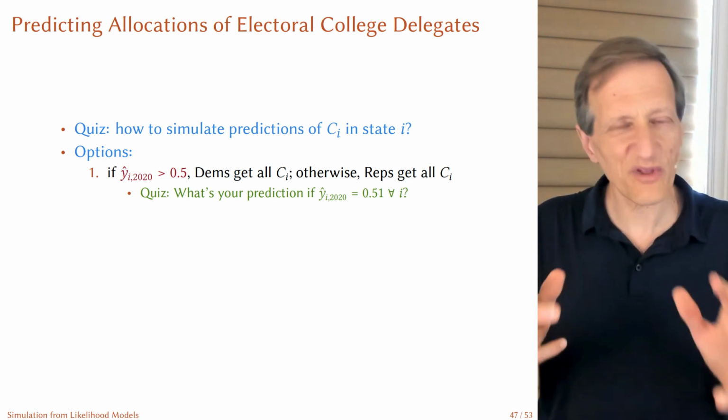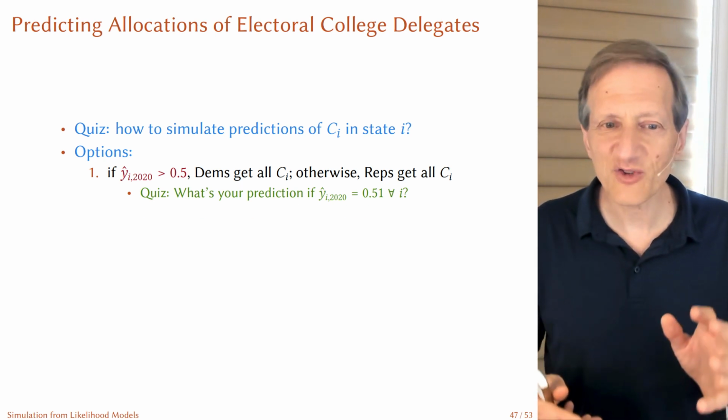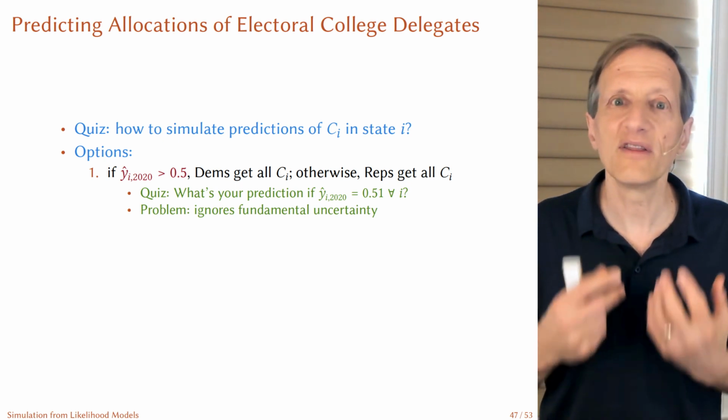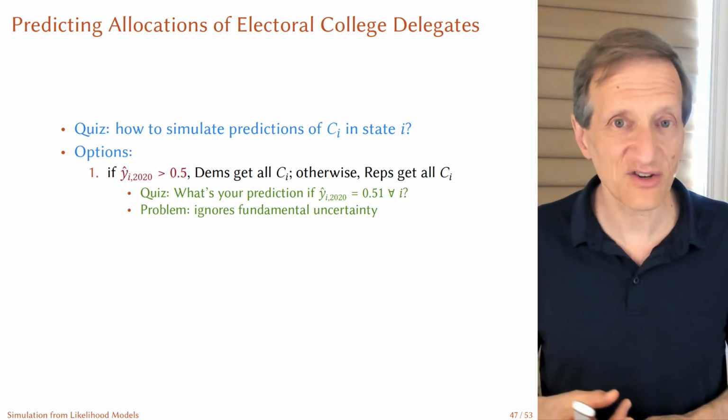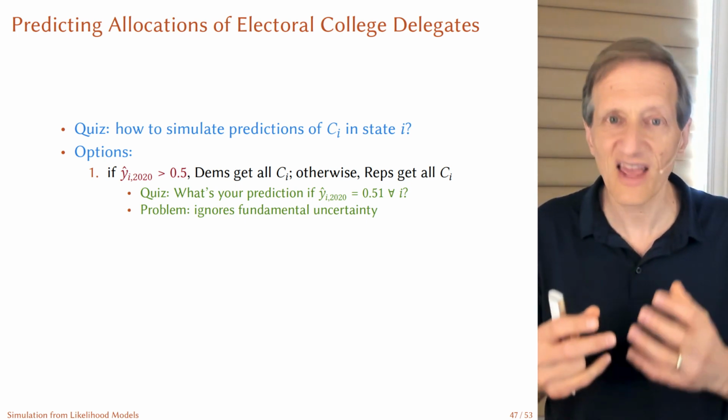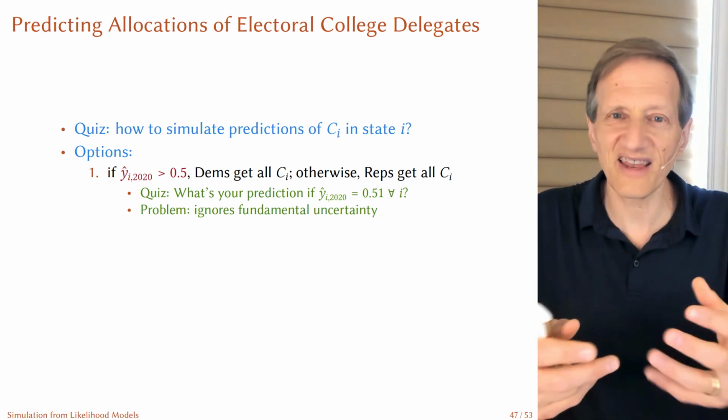So what's wrong with the way we have this thing set up? What's wrong is we've ignored the fundamental uncertainty. We've ignored probably also the estimation uncertainty. We have to really understand and include all the uncertainty in our model.